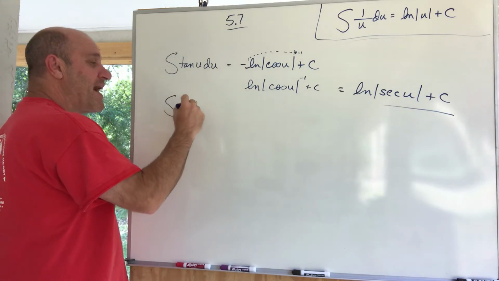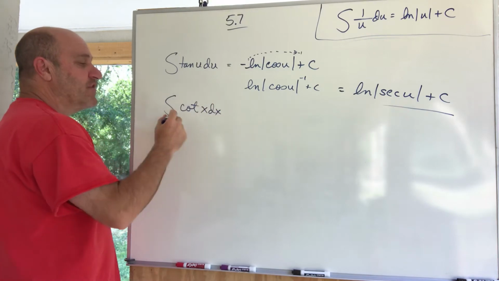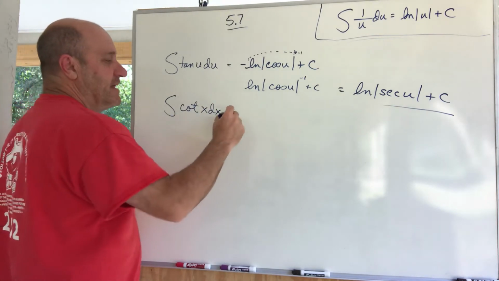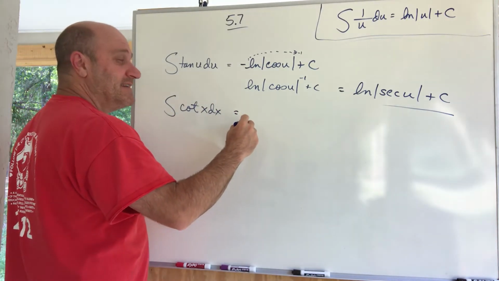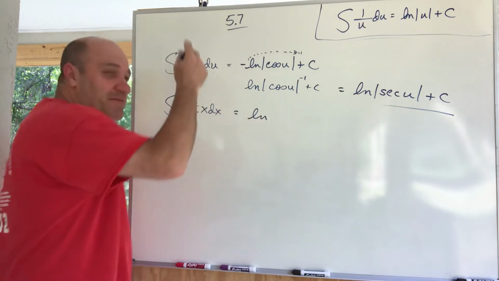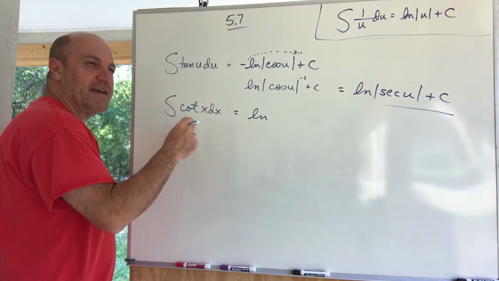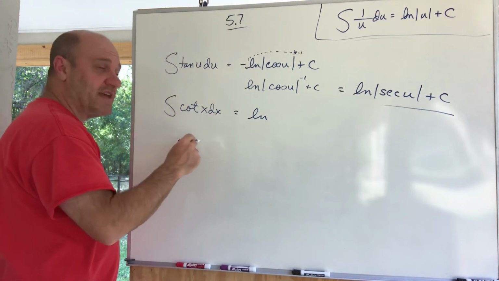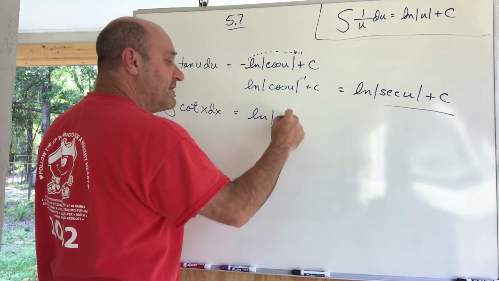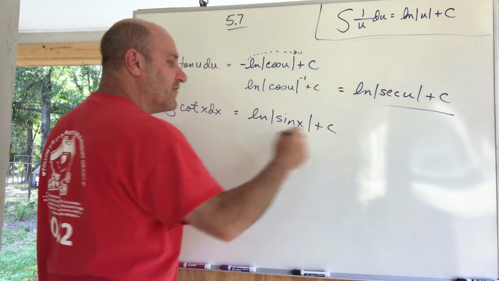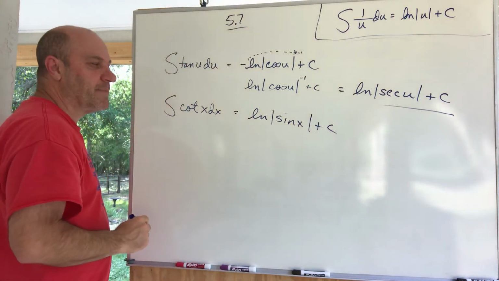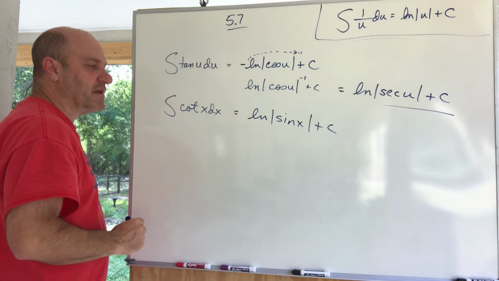Similarly, what about, I'm going to use x, what about the cotangent of x dx? What is it? I think I got it memorized, but I would do the same kind of procedure. I'd write cotangent as cosine over sine. So I guess I would get this. I don't think it has a negative sign. Natural log of sine x plus c.